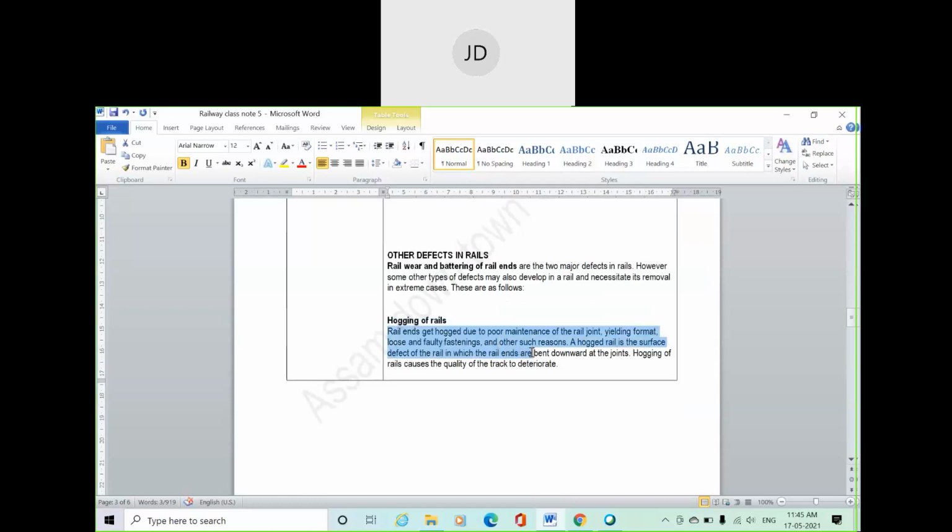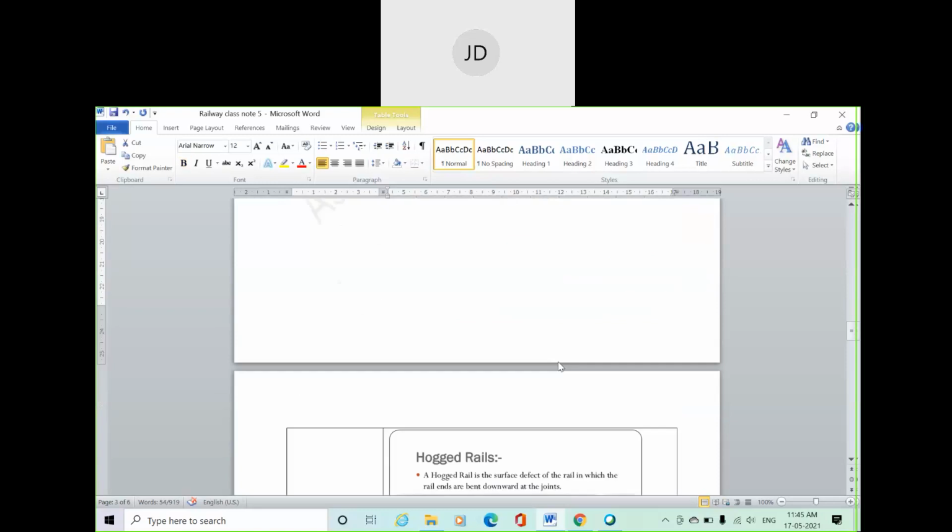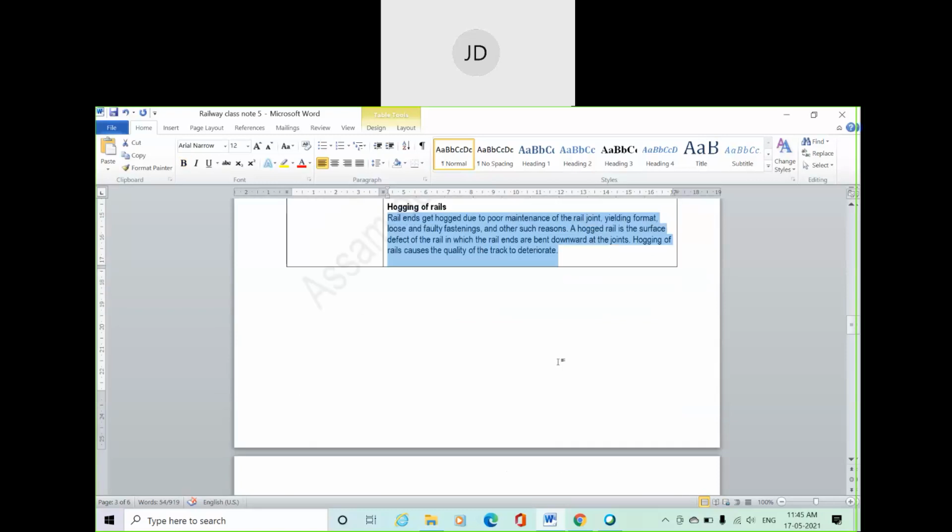The rail end gets hogged due to poor maintenance of the rail joint. If the rail joint is not proper, even in the joint section, the rail gets hogged down, due to poor maintenance of rail joint, yielding formation, loose and faulty fastening, and other such reasons. That means if the rail ends are not joined properly, the rail may fail due to hogging. The hogged rail is a surface defect of the rail in which the rail ends are bent downward at the joint.